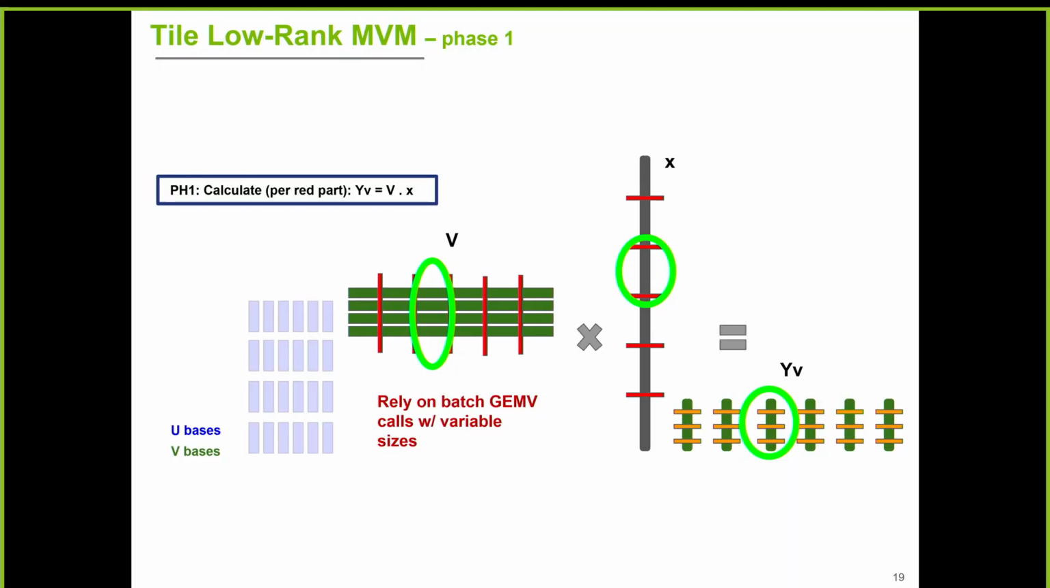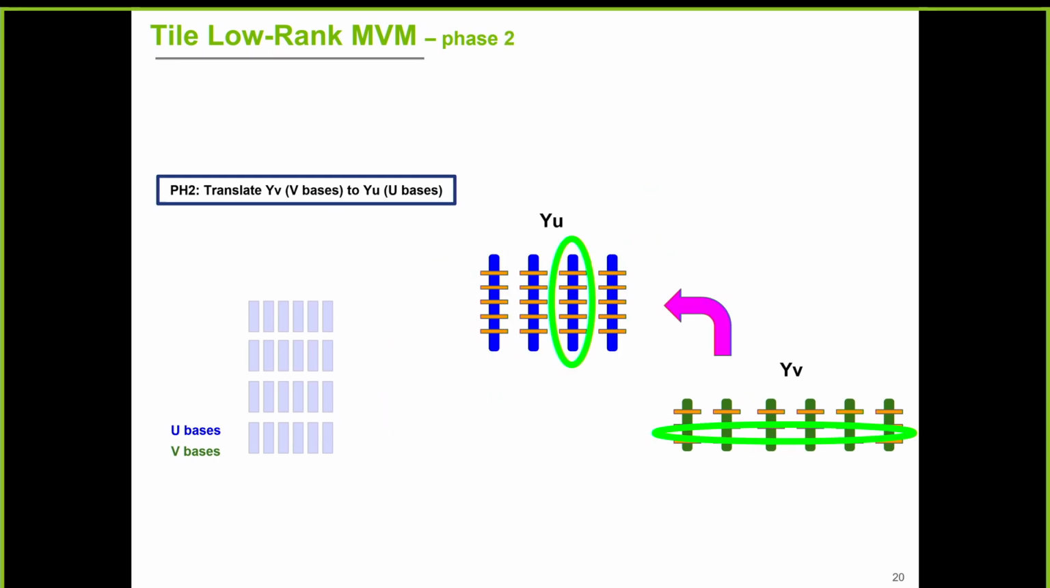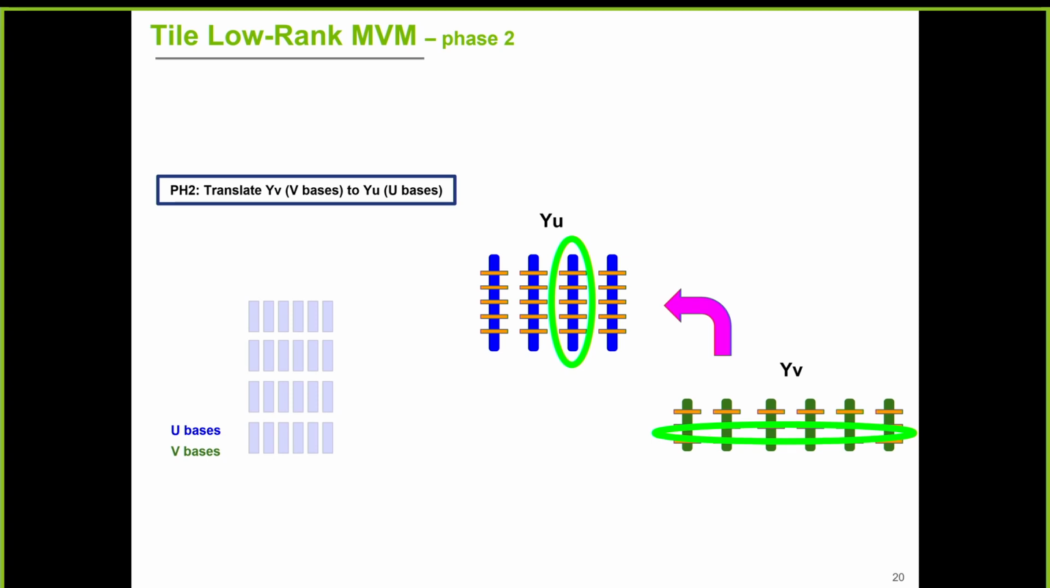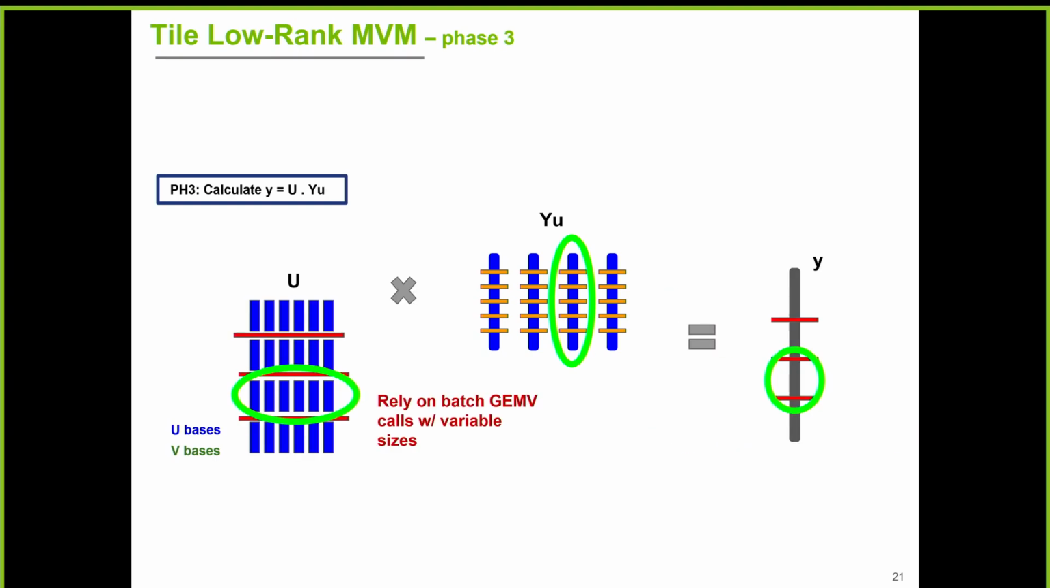The first one is a batch MVM, a batch matrix vector multiplication with variable sizes that takes care of the V bases first. It takes the V bases and multiplies them against the vector X and gets you this YV structure that is transient. It's a buffer that represents this first operation. But for those YV bases, we need to do some shuffling in memory and project them into the U bases in preparation for the last phase, which consists in taking the U bases and multiplying by this YU data structure. And this again gets expressed in terms of batch matrix vector multiplication.